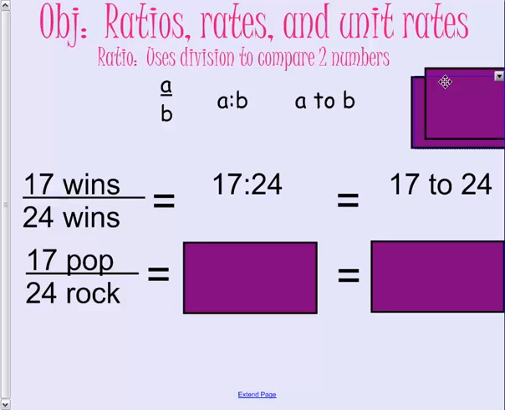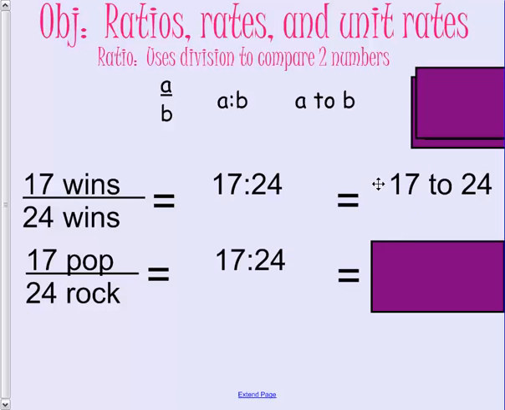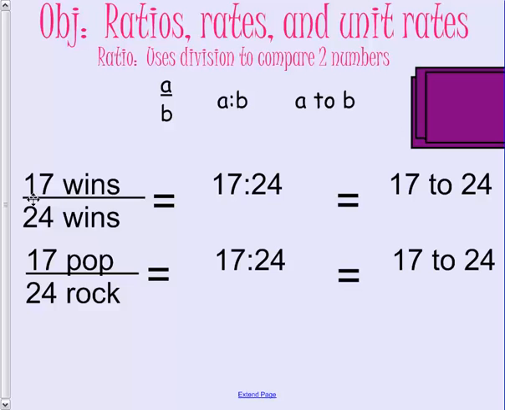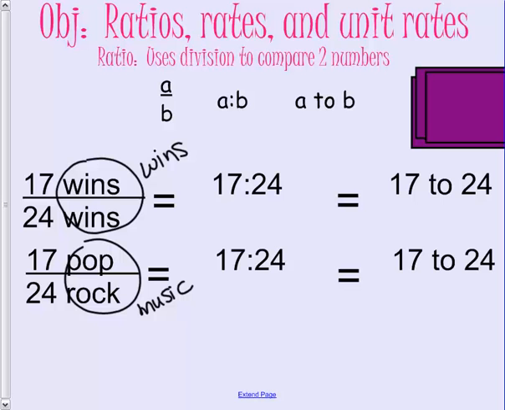If we wanted to then take pop versus rock, and we're talking about music here, same thing, 17 to 24. So notice that these right here are talking about the same thing. Right here we're both talking about wins, and here we're talking about types of music. Okay, so make sure you have that ratio definition.